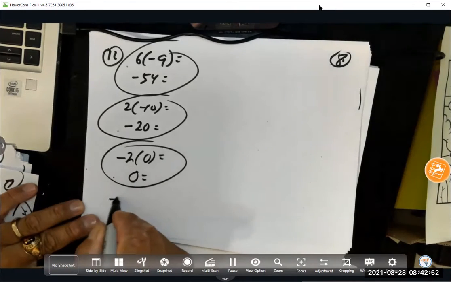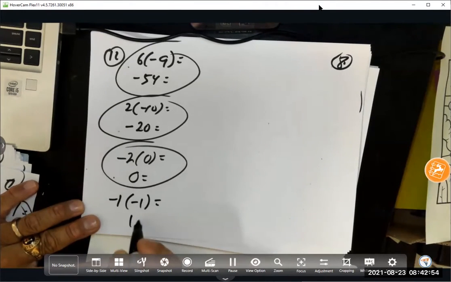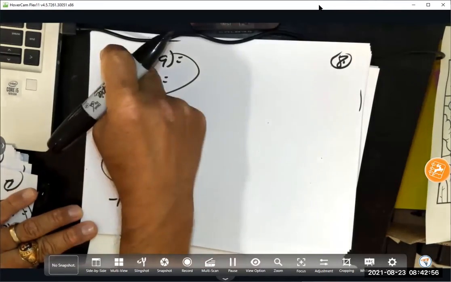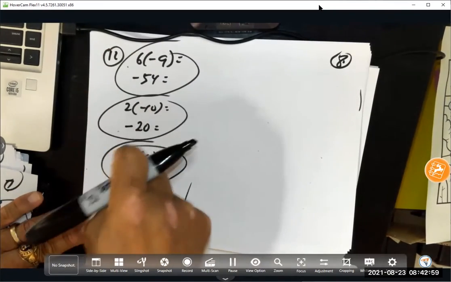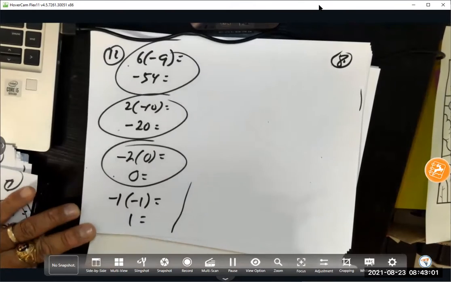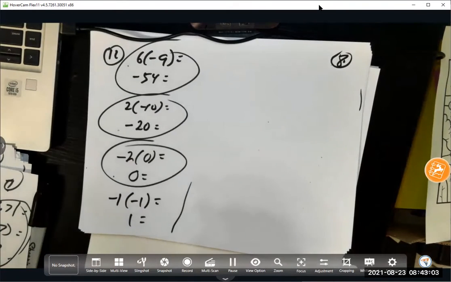All right. Yes. One more. Negative 1 times negative 1 is a positive 1. Okay. This one's a positive, negative, negative, 0, and then negative, negative. There it is. Okay. I'm going to say those are good. I'm going to go to the next question.